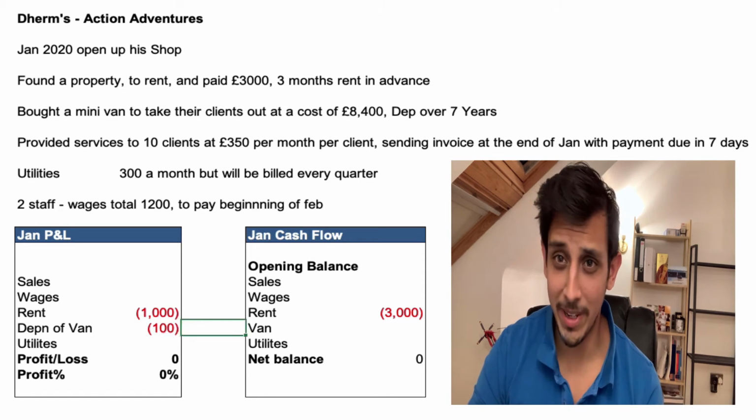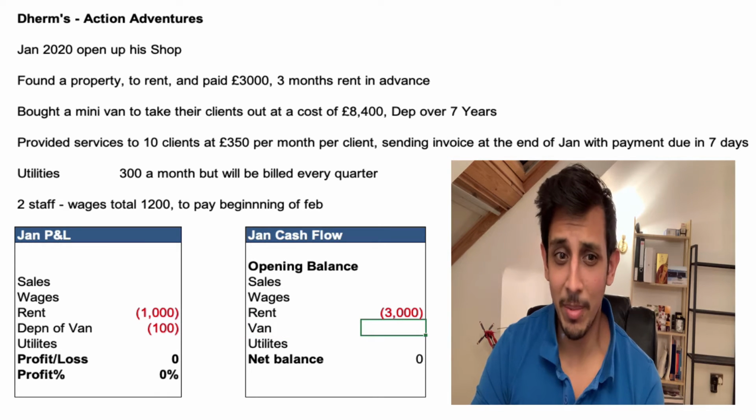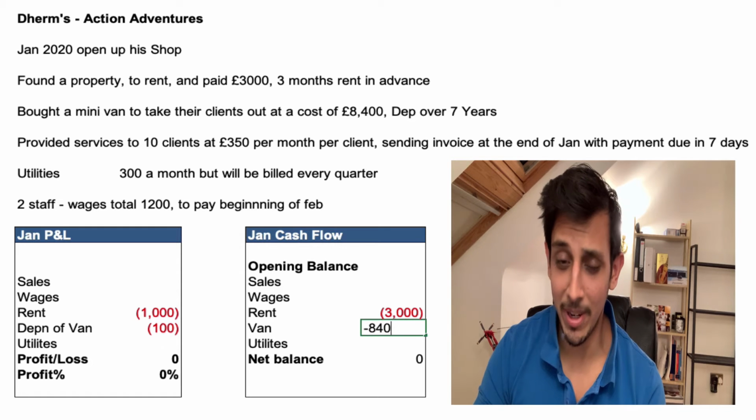Now from a cash flow perspective, I'm going to hope that you maybe know this one, and because we've actually paid it outright in cash, we actually have a record of minus 8,400 here.